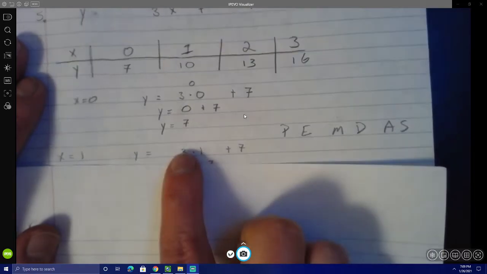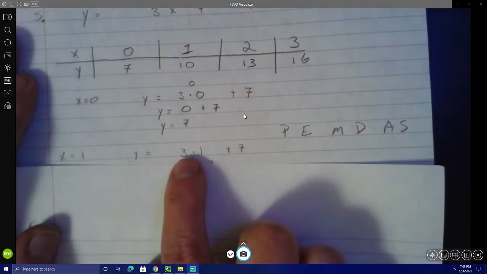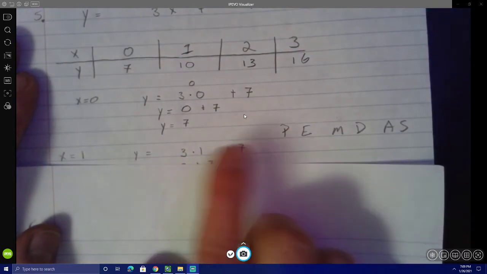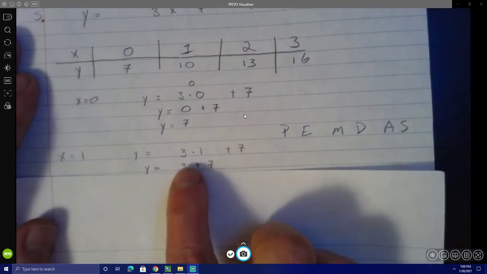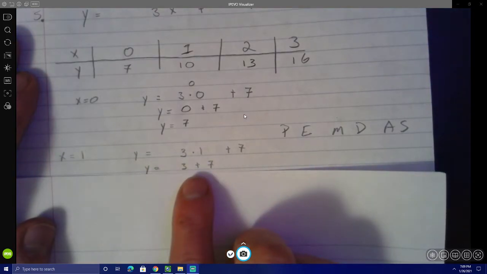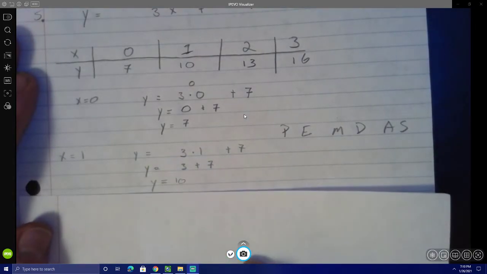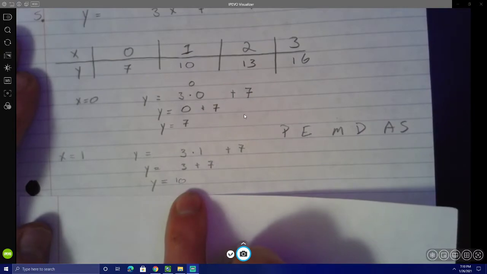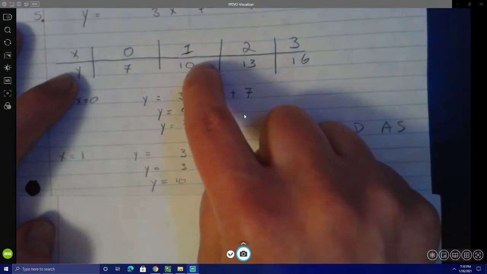I know when I'm solving this equation, I need to do my multiplication of 3 times 1 before I add the 7. So when I multiply 3 times 1, that equals 3, and I'm left with y equals 3 plus 7. When I add that together, I get y equals 10. From there, I plug that value in my table for 10.